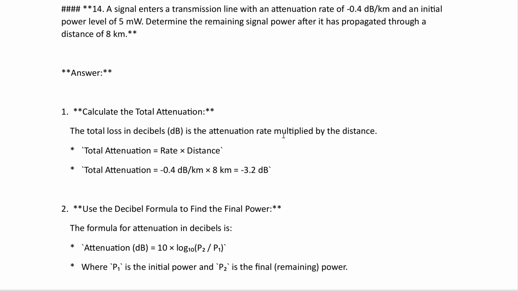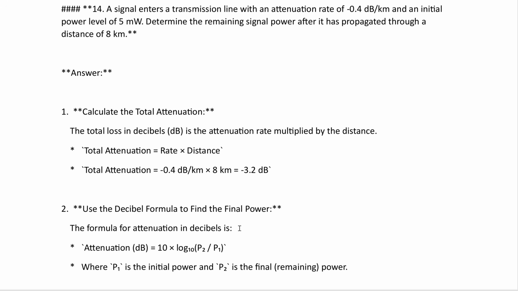So, the total loss in decibels is the attenuation rate multiplied by the distance. So, the total attenuation formula is rate into distance. The rate is given to us as minus 0.4 decibels per kilometer and distance is also given as 8 kilometers. We multiply both these quantities and we get the total attenuation as minus 3.2 decibels, right?